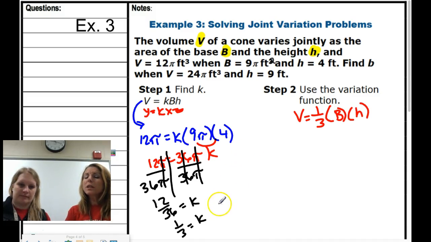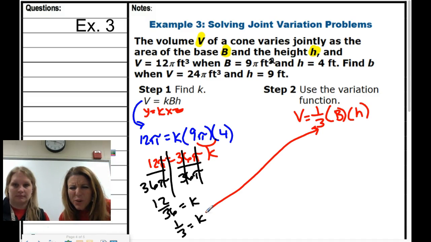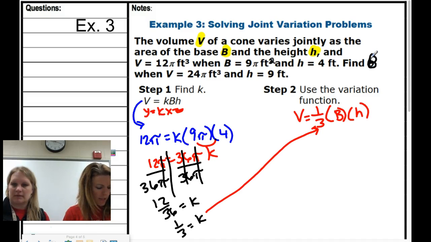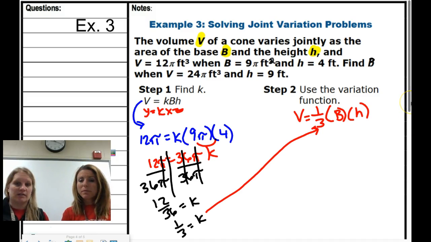So now look at what it's asking us. Find b. That really should have been a big B. That was a typo. Let me just start over here. So change your notes, please, to reflect that. So we just plug in the stuff we know.